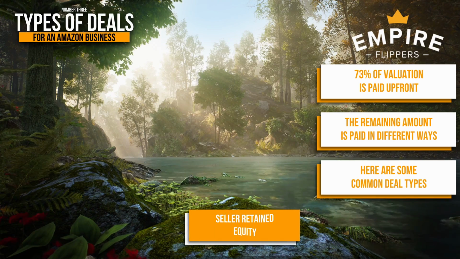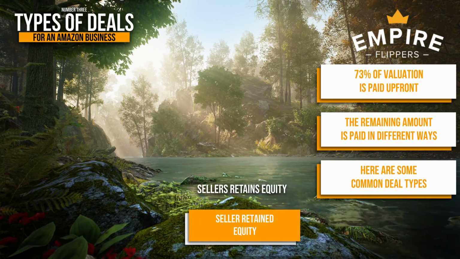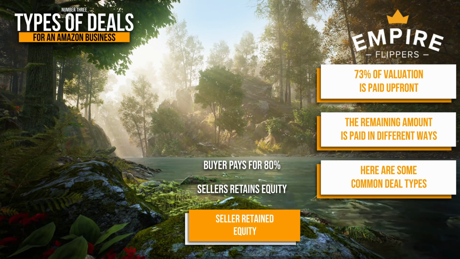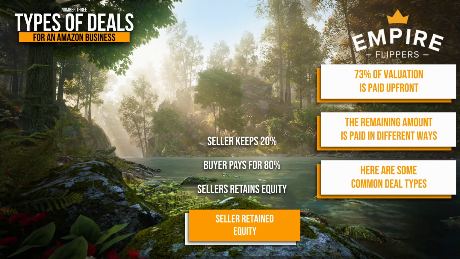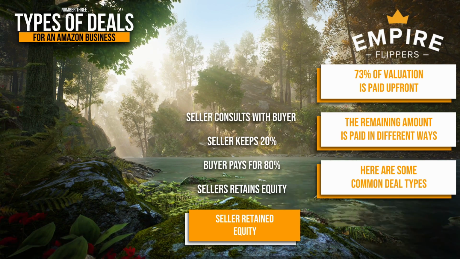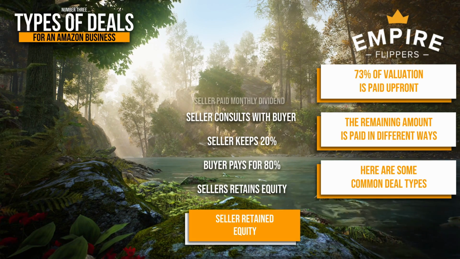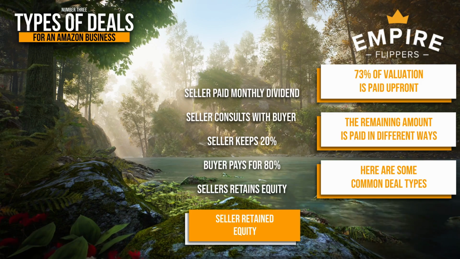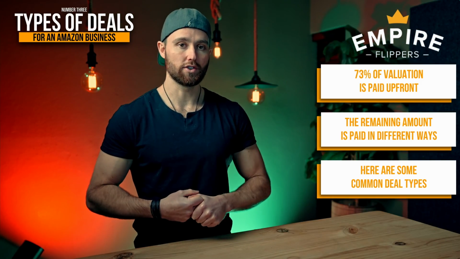Seller retained equity. Now, this is when you as the seller retain a little bit of equity. So they may pay for 80% of the business upfront. You retain 20% of the business and then you consult with the buyer. It's now their business, they're running it. You consult with them periodically and they also pay you a monthly dividend because you still have equity in that company. So that's one way of doing this.